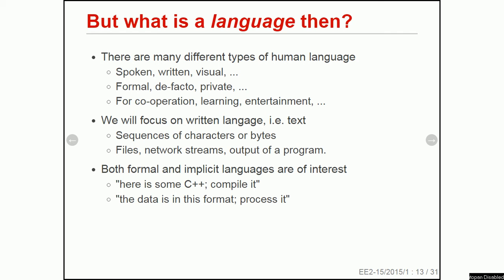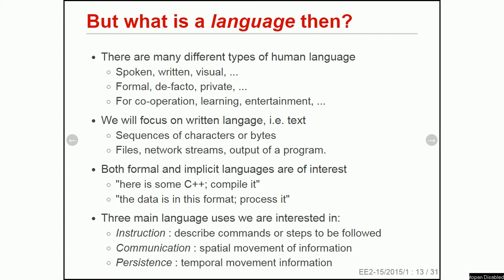We're interested in both formally specified and implicit or de facto languages. Something that we're going to look at in quite some detail is the case of C. There is a formal C language specification. The expectation is that you will be able to compile that C language. There are also other situations where the tools that we introduce here are useful, where we say, here is some data, and it's up to you to work out how to turn that data into structured data and then do something with it.